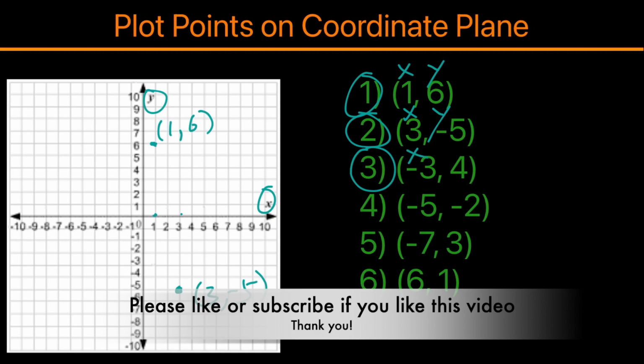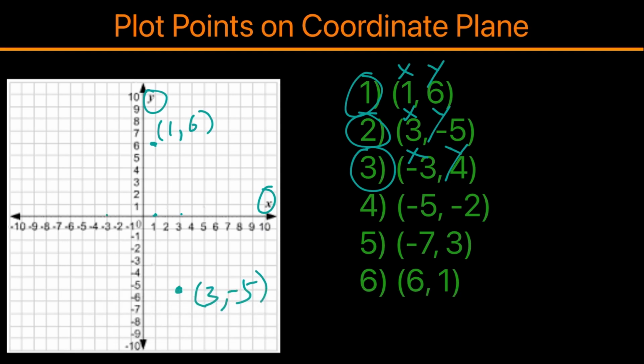Next, we have -3 and 4. And -3 would be here, and going upward 4, we'll end right here. So this would be (-3, 4).